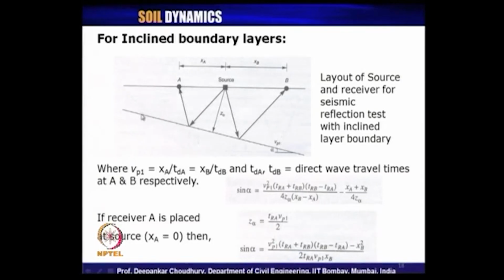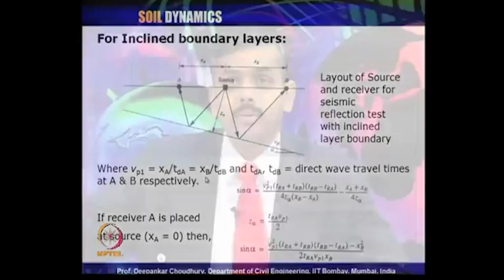That is, you plot the time for receiver A on the left hand side of the y axis and for receiver B on the right hand side of the y axis, then start drawing the t versus x plot. At the junction of them, the slope of the curves will give you the value of Vp, from which you can find out the alpha, the inclination of the layer.